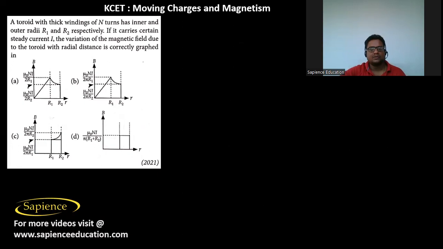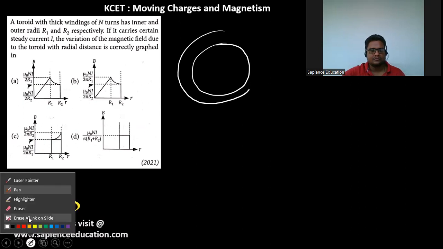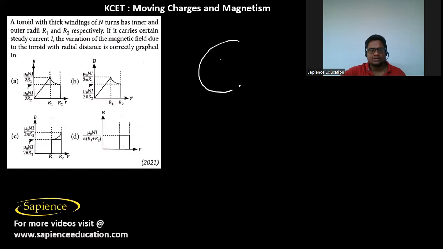Then here it is told that we have a toroid. A toroid is somewhat like this. So here some wires are wound around it.